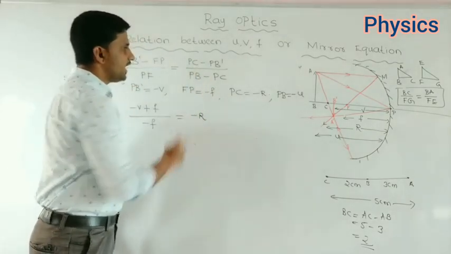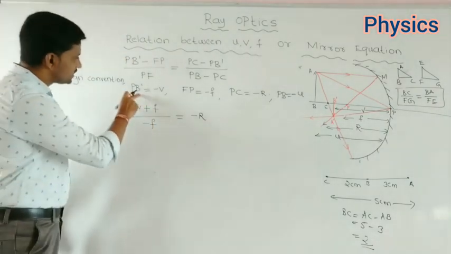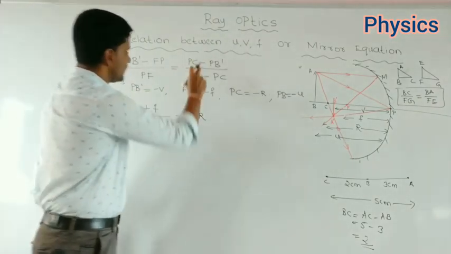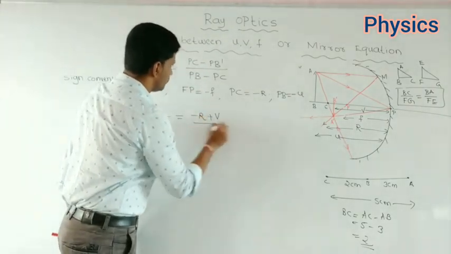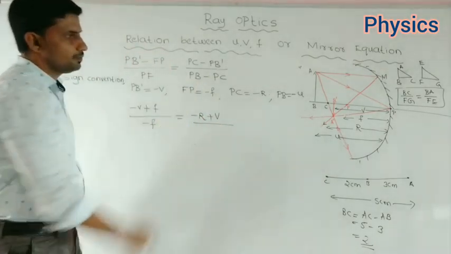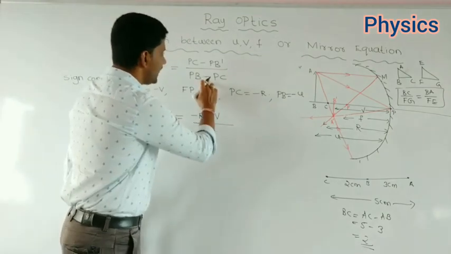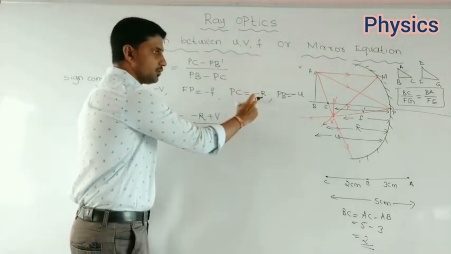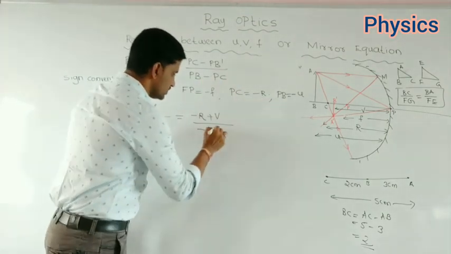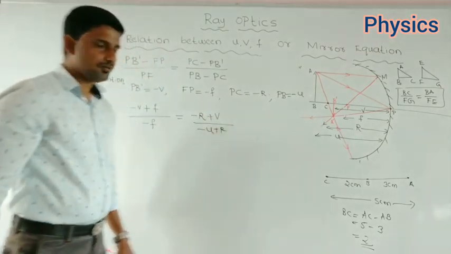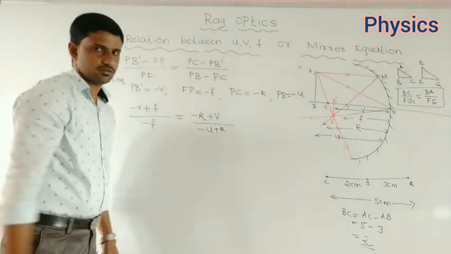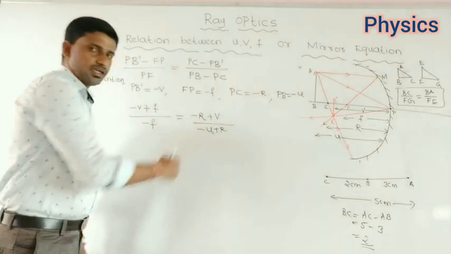And PB'. What is PB'? PB' is minus v. So minus minus plus, plus v, divided by PB. PB is minus u minus PC. But PC is minus R, minus minus plus, so plus R. After substitution we are getting like this. Now I am going to cross multiply this one.